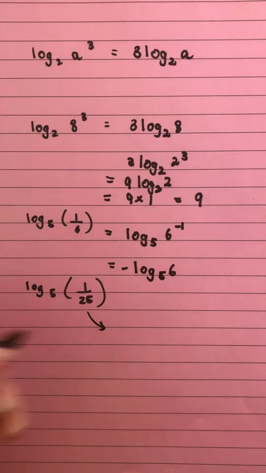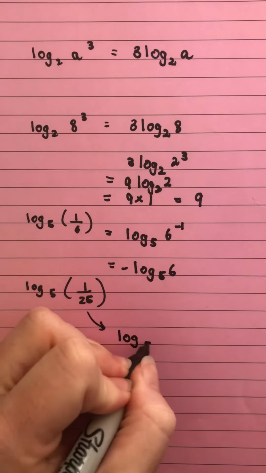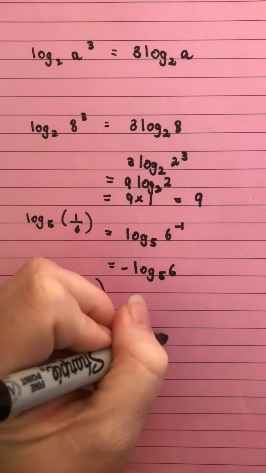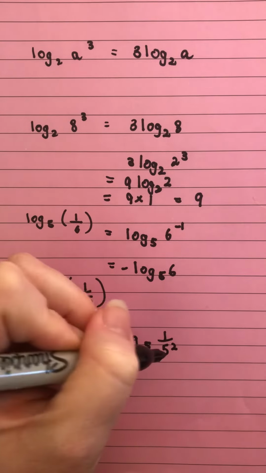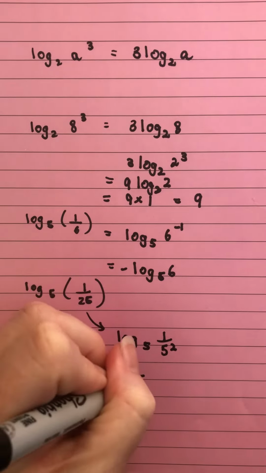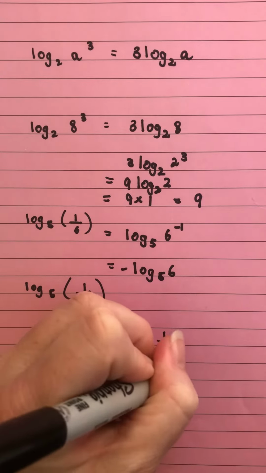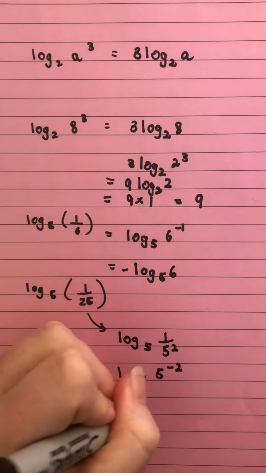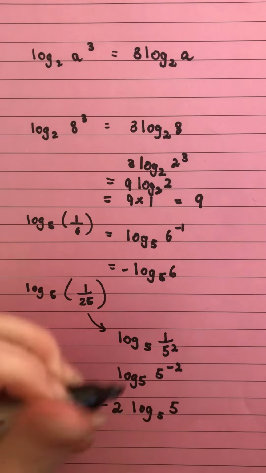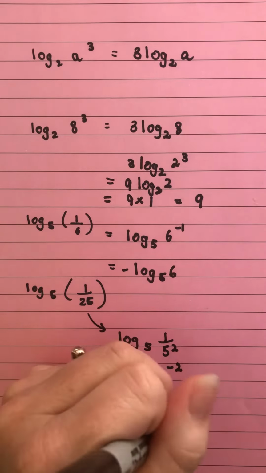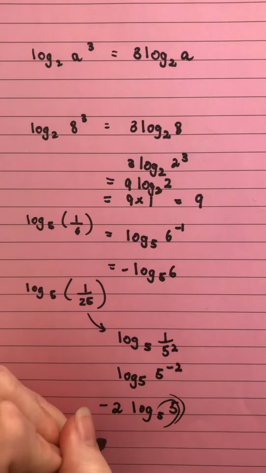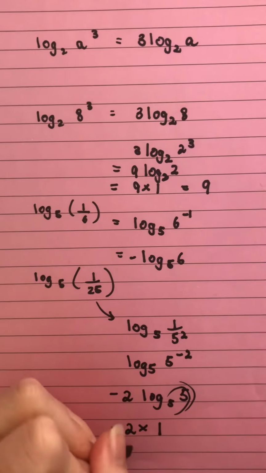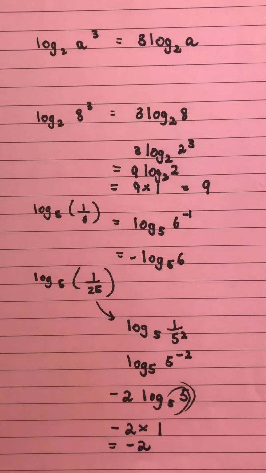In the next one here, I've got my log 5, and then I've got my 1 over 25. So I can write that as 1 on 5 squared. I can then write that as 5 to the -2 by bringing that up to the top. That then enables me to bring down the -2, and I get -2 log 5. Now I've got that 5 there. I know that that's equal to 1, so I've got -2 times 1 as my answer, which is -2.